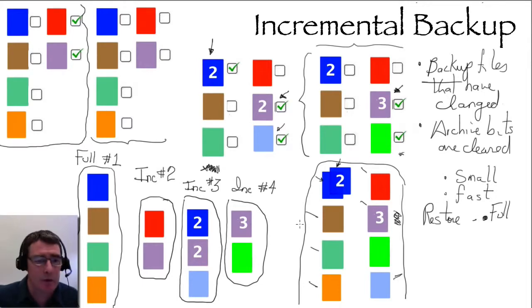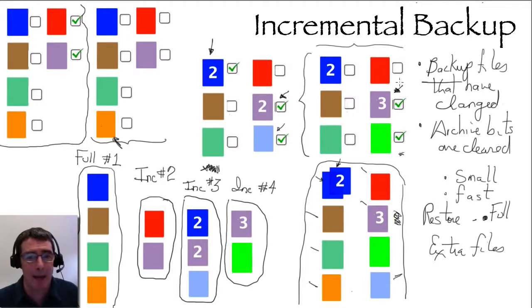You'll also notice you'll have some extra files. That's because this system can't keep track of things that you've deleted. So you've deleted an orange file back here, but you had stored that in a full backup, so you still have it. So you may have some extra files. That's not really a bad thing. The most important thing is that you haven't lost any data. So that's how an incremental works.